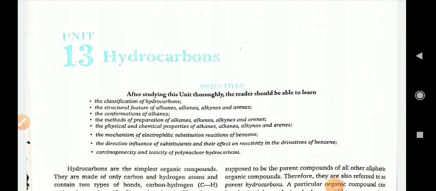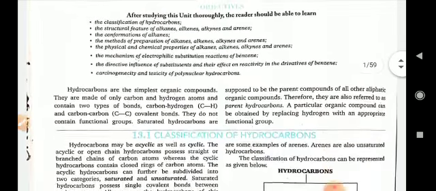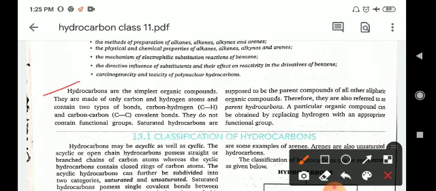Today in this class we will discuss the chapter hydrocarbons. So what are hydrocarbons? Hydrocarbons are the simplest organic compounds, made of only carbon and hydrogen atoms, and contain two types of bonds, basically carbon-hydrogen single bonds and carbon-carbon single covalent bonds. They do not contain any type of functional group.